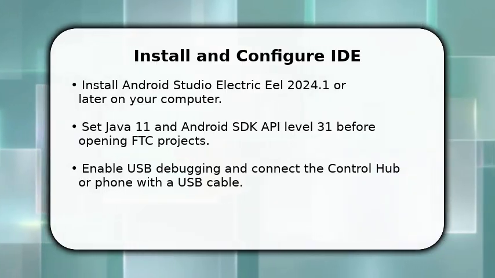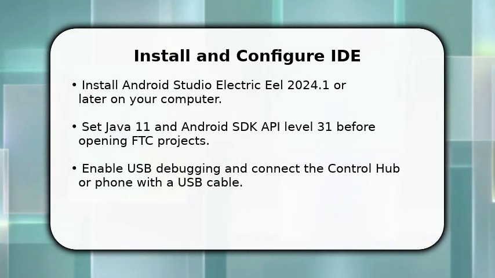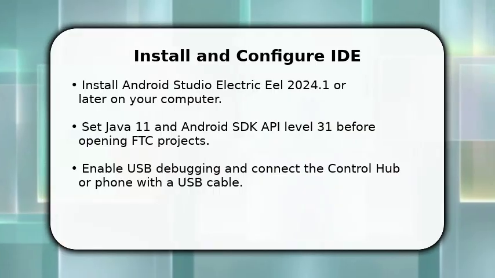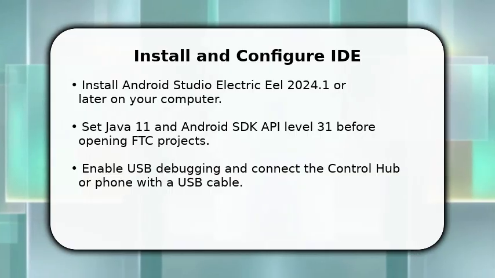Enable USB debugging on your robot controller phone or Control Hub. Connect the device with a reliable USB cable to the development machine. Confirm drivers install and the device appears in ADB Devices.